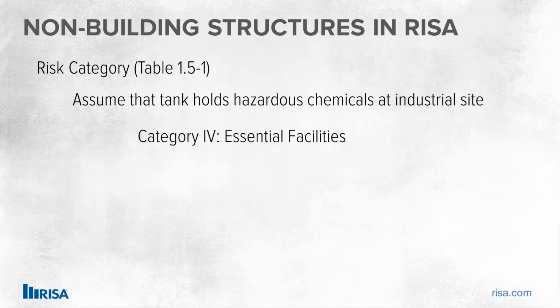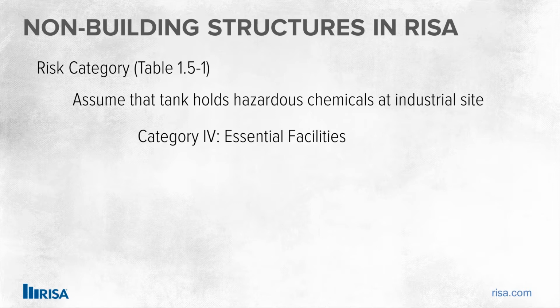And so in this case, what we have to figure out is which risk category do we fall in? So there are 4 different risk categories, ranging anywhere from structures that pose no potential hazard to human life, all the way up to category 4, which is going to be structures that have a very high risk to human life in the event of a failure.